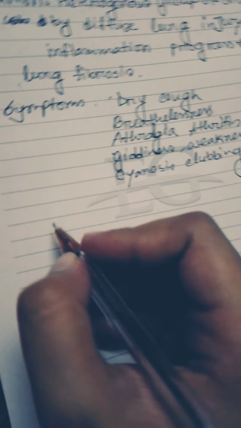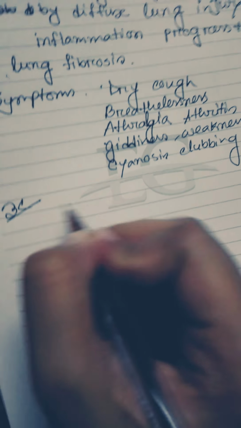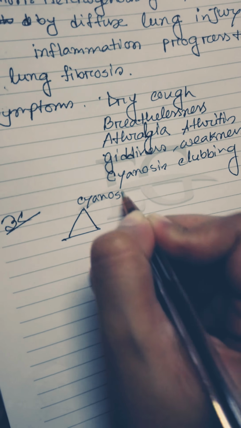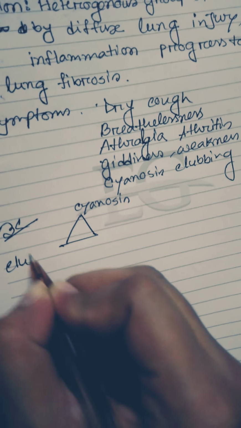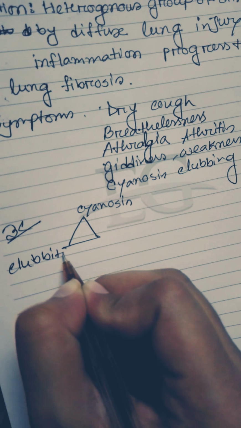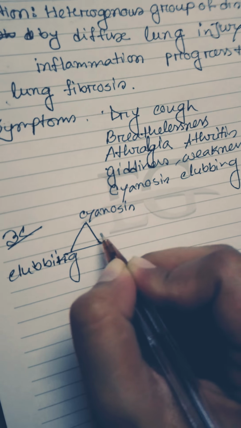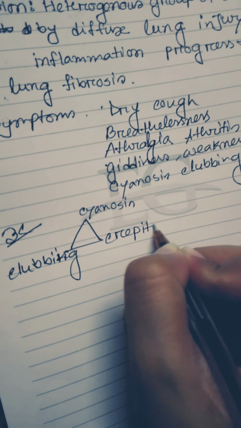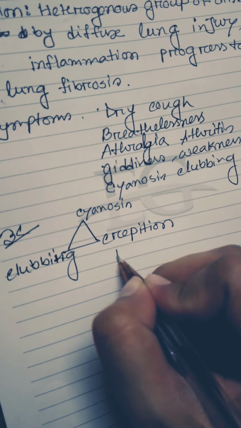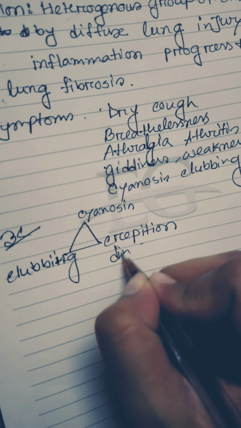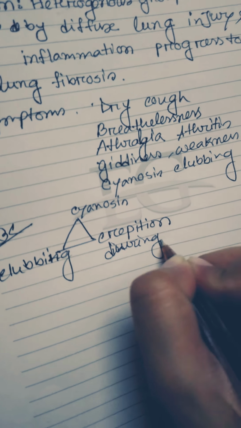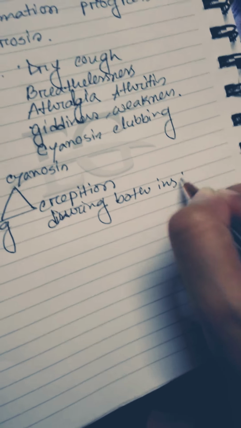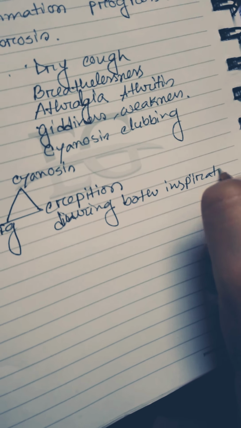There is a triad of 3 Cs: first is cyanosis, second is clubbing, third is crepitation during both inspiratory and expiratory phases.